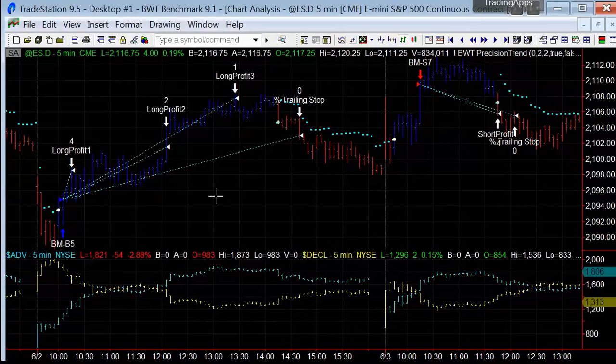Okay, so the default number of contracts is 5 contracts, but of course that can be changed. I'm going to show you another configuration of the benchmark trading only 2 contracts.